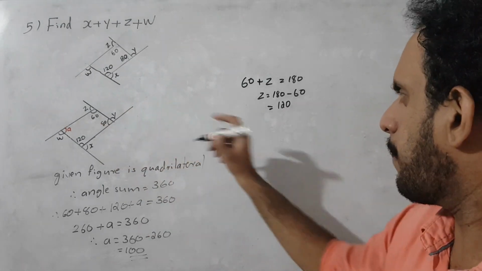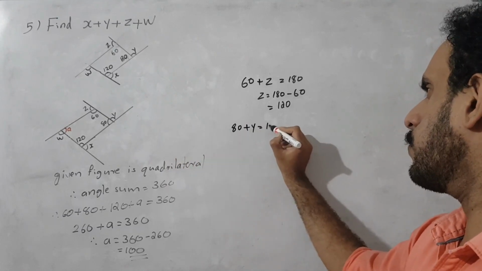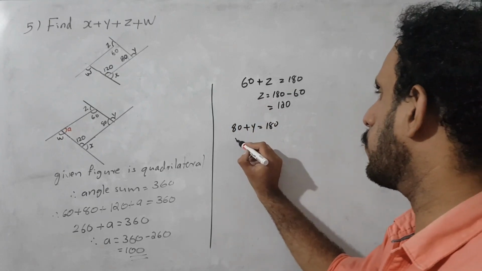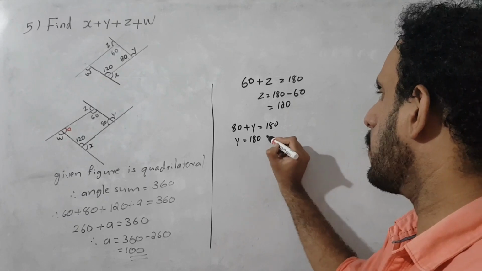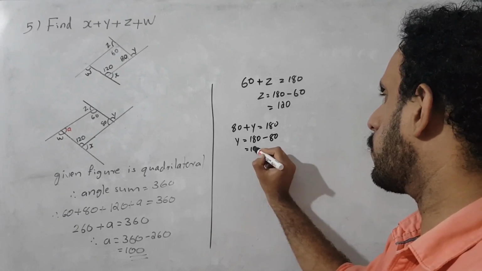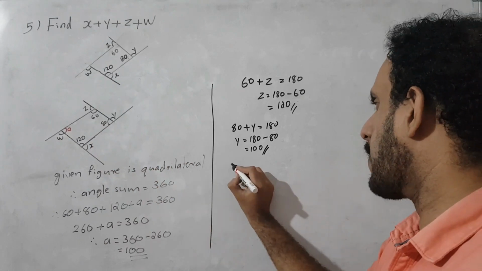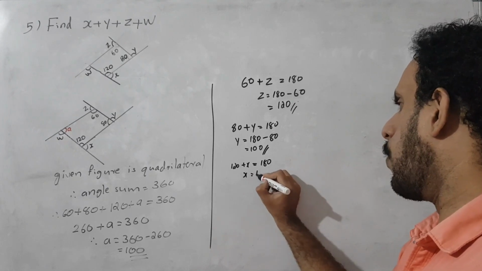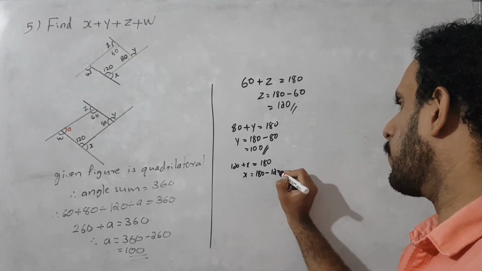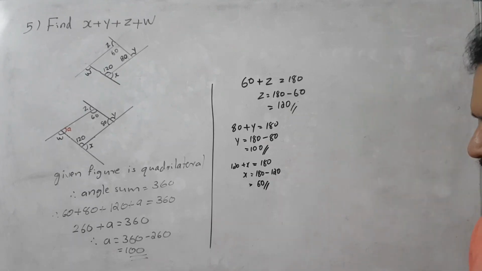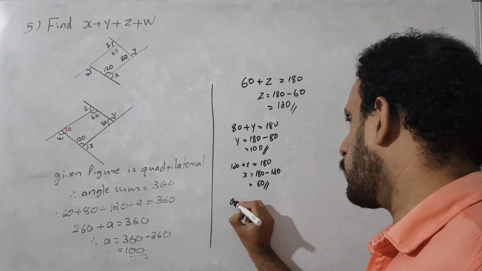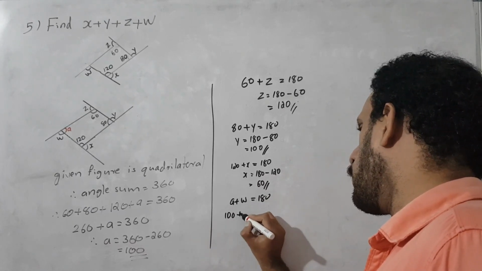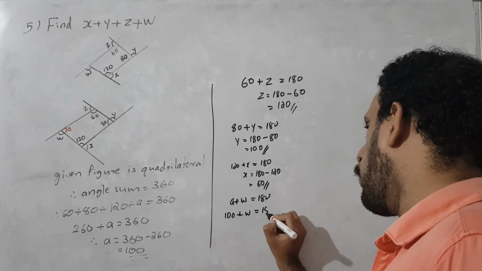So next, 80 plus y is equal to 180. Correct? Therefore, y is equal to 180 minus 80 is equal to 100. Next, 120 plus x is equal to 180. Therefore, x is equal to 180 minus 120 is equal to 60. Next, A plus w is equal to 180. What is A? 100. 100 plus W is equal to 180.